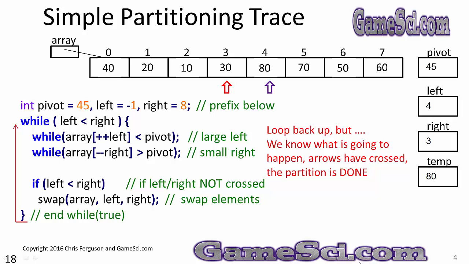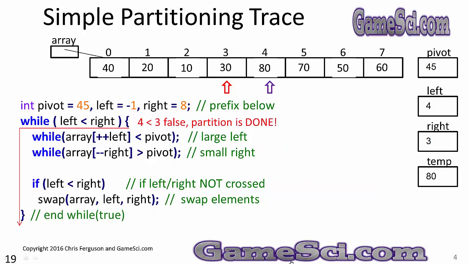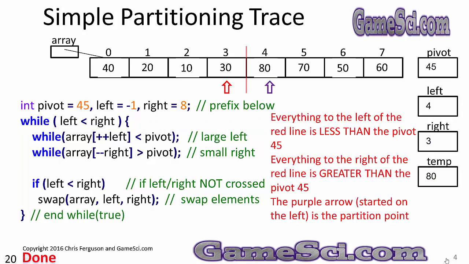When we hit the end of the while loop, we'll loop back up. But we know what's going to happen. The arrows have crossed. The partition is done. We don't need to do a swap, and we don't need to continue. 4 less than 3 is very much a false statement. The partition is done. The while loop will exit. Once again, everything to the left of the red line is less than 45.